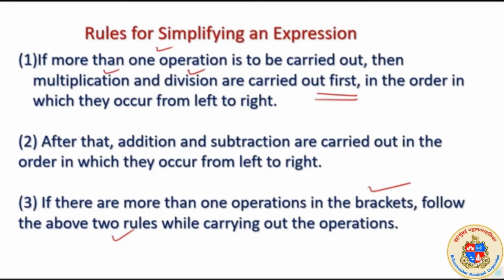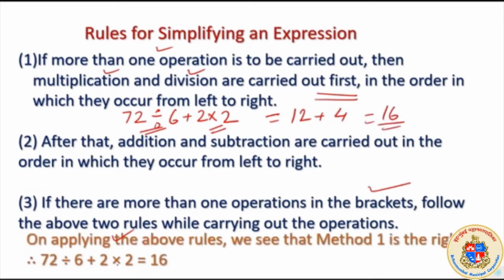Now in the case of the given sum, 72 divided by 6 plus 2 into 2, what do we have to do? We have to follow the principle that multiplication and division are to be done first. That means it is equal to 72 divided by 6, which is 12, plus 2 into 2, 4, and the answer is 16, which is right. So method 1 was right. That you should remember, and you have learned about it. This is a revision of it, but very important.